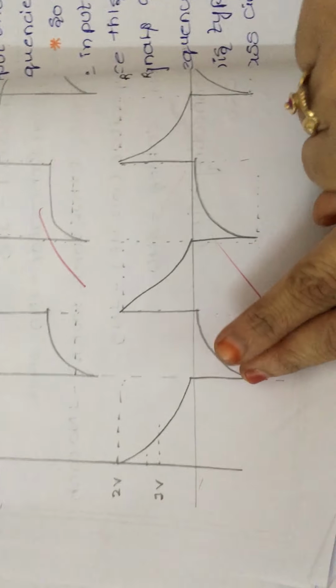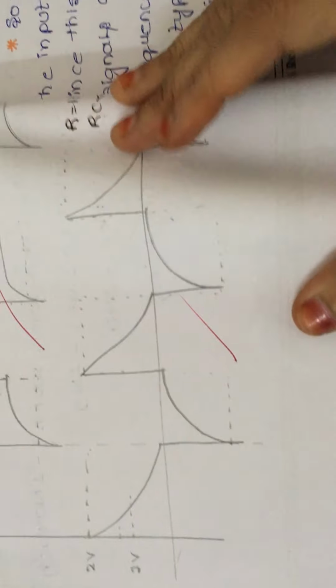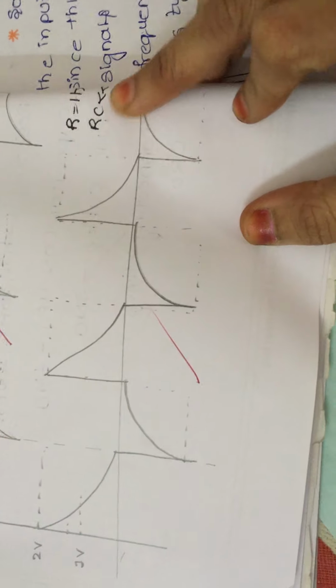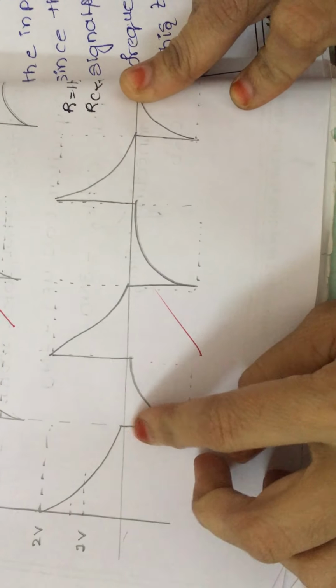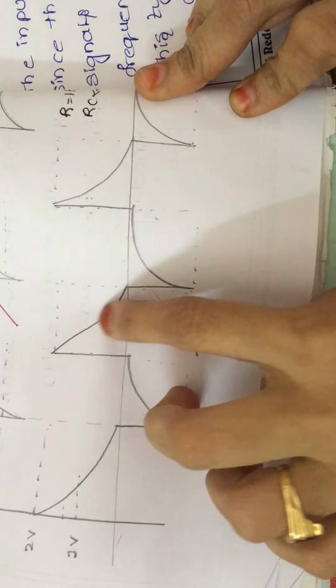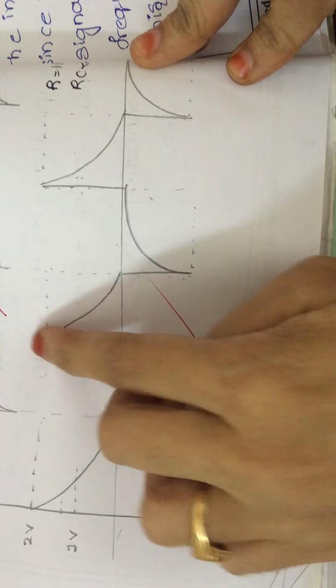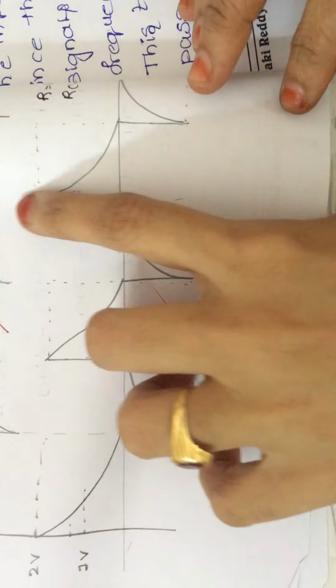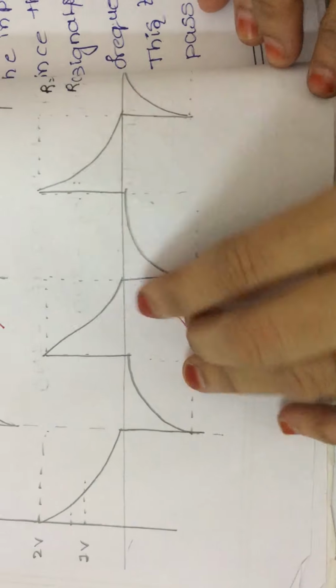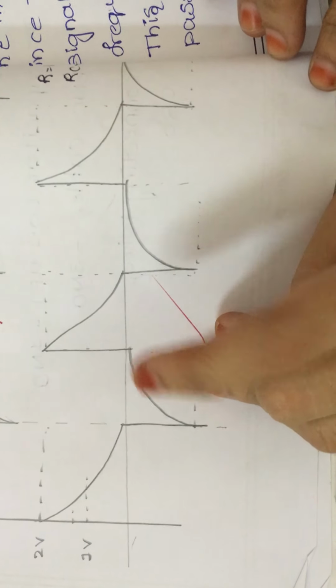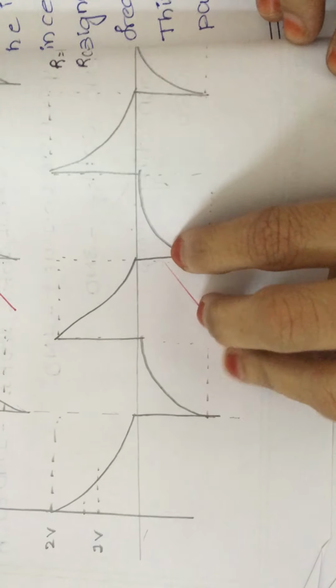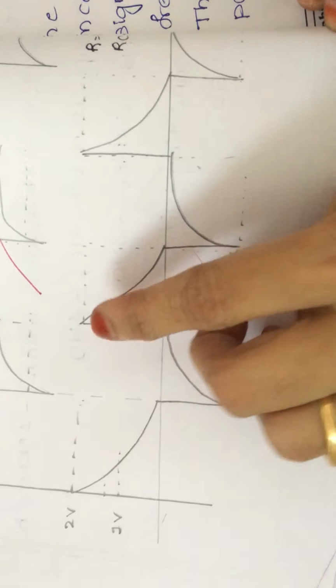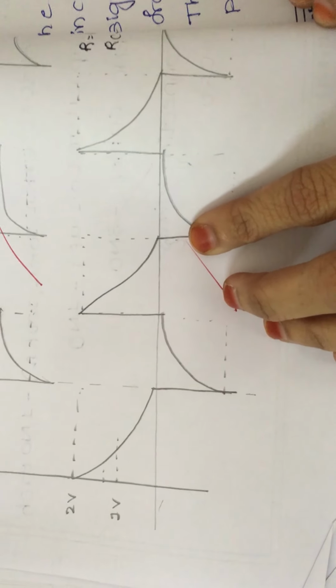And when RC is far less than T, the high-pass circuit acts as a differentiator, and the differentiator output is called spikes: positive spike, negative spike, positive spike, negative spike. Spikes are produced from the differentiator circuit.